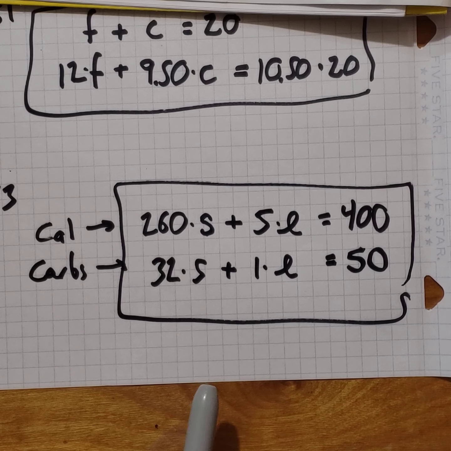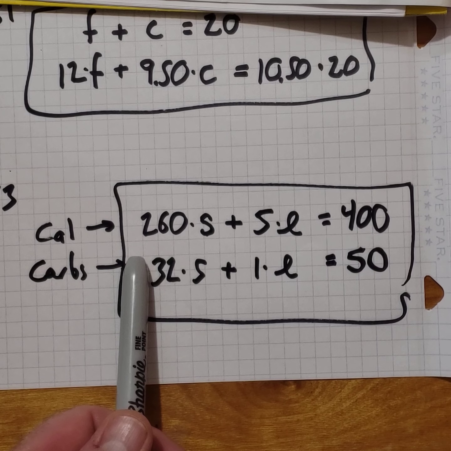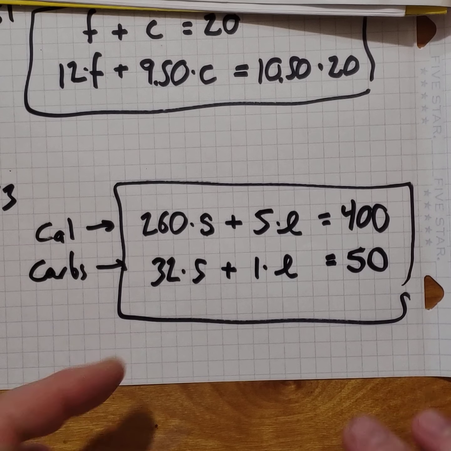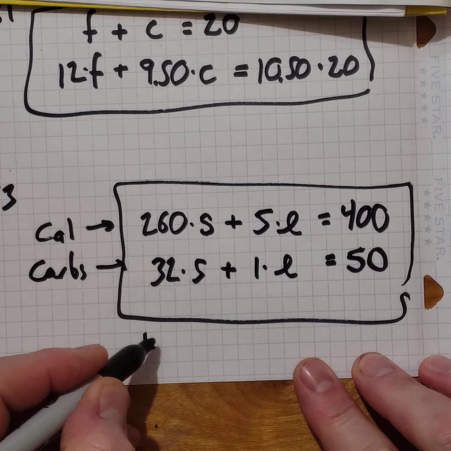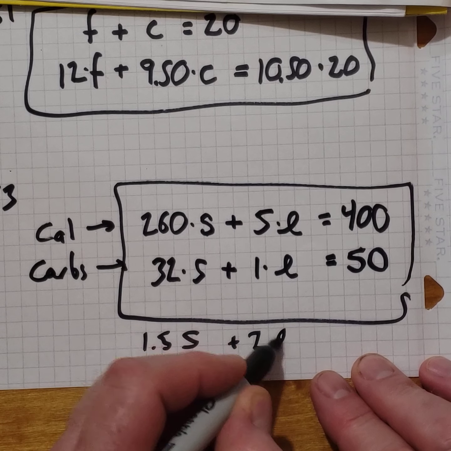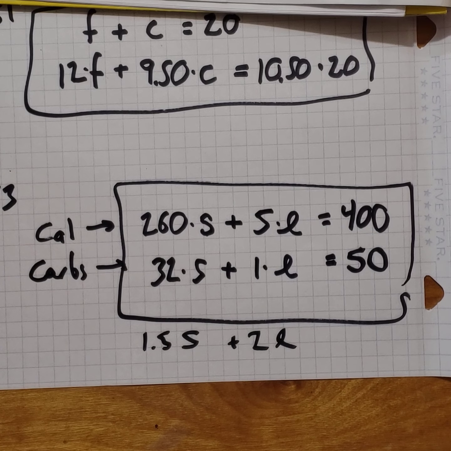I think we end up with something like 1.5 of those and 2 of those. In fact, I'm pretty sure that is accurate. Yeah, you should get 1.5 servings of spaghetti plus 2 servings of lettuce out of that.